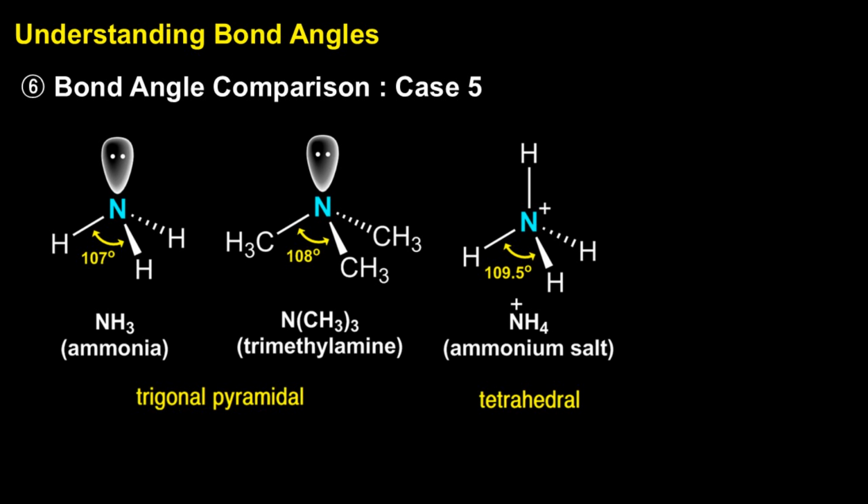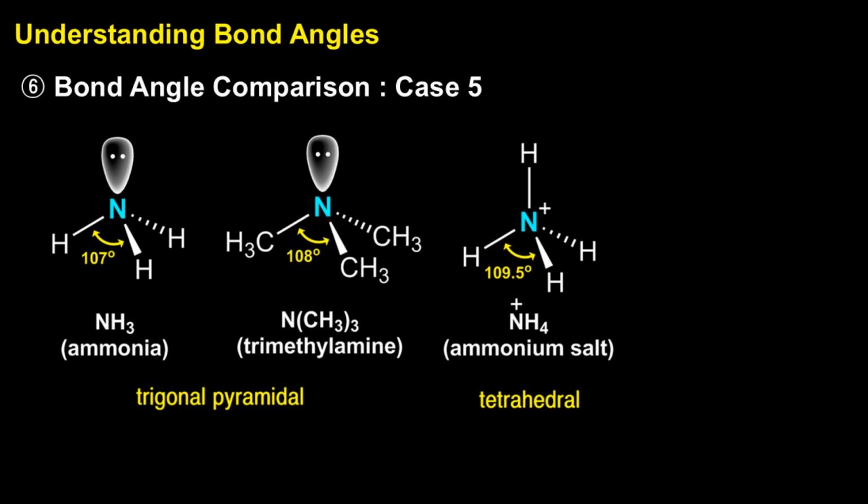So what's causing this trend? That small increase from NH3 to trimethylamine happens because the hydrogen atoms are being replaced by larger CH3 groups, and those methyl groups take up more space, which means more steric repulsion between them. That added repulsion kind of pushes the bonds apart, making it harder for the lone pair to pull them in. So the bond angle widens just a bit.